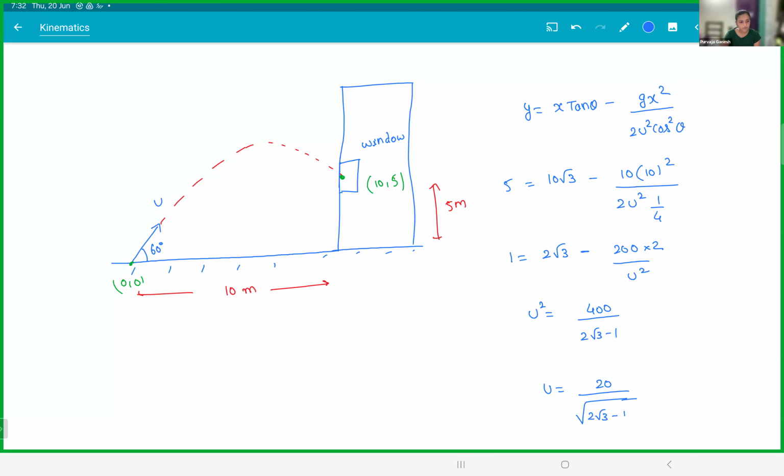Sir, in that formula, u cos theta equals v cos alpha, could you just explain what alpha represents here?